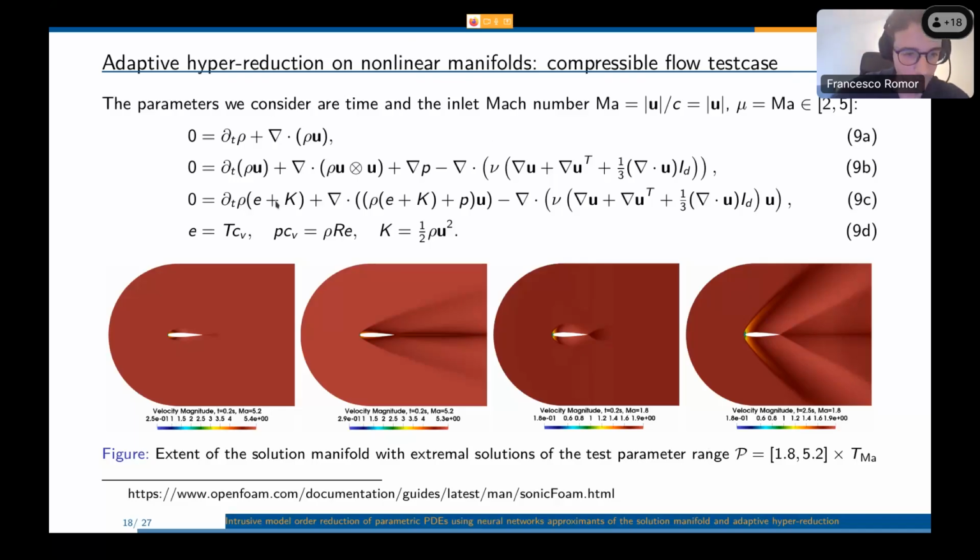Just to give you a grasp of the solution manifold we are considering for close to the initial time steps, 0.2 seconds: the first and third snapshots with Mach number 5.2 and 1.8 are all in the extrapolation regime. So these are the extremal solutions. But you see, the solution manifold we want to approximate is very big. The solutions are obtained with the finite volume method in OpenFOAM with the sonicFoam solver.